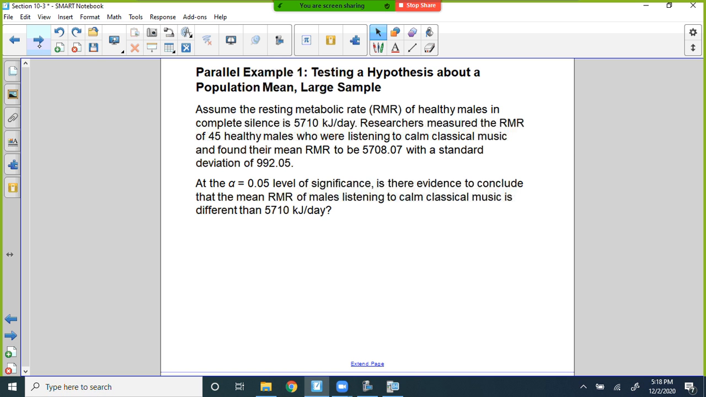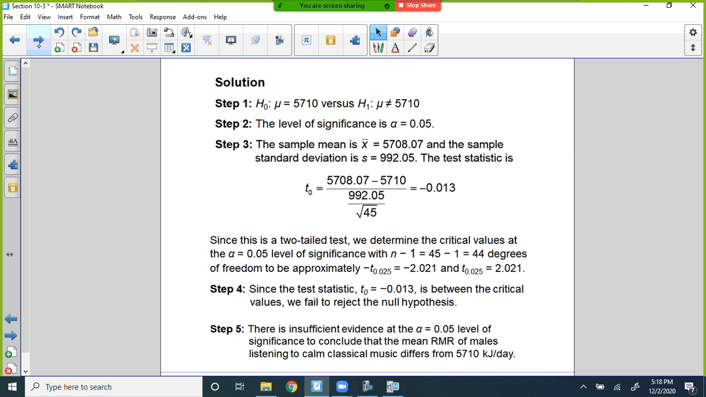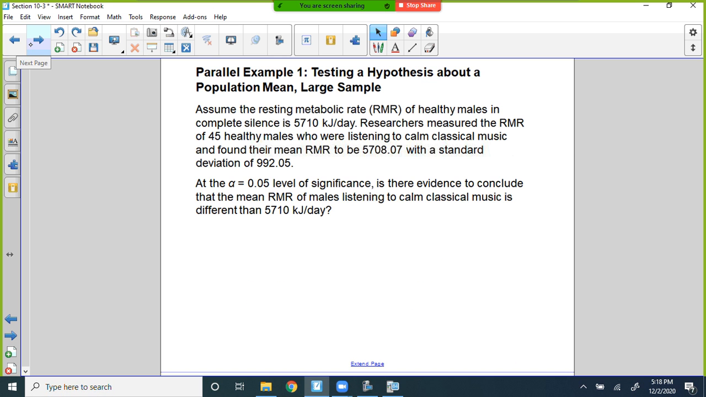Okay, so let's look at this one. So we've got, assume the resting metabolic rate of healthy males in complete silence is 5710 kJ per day.